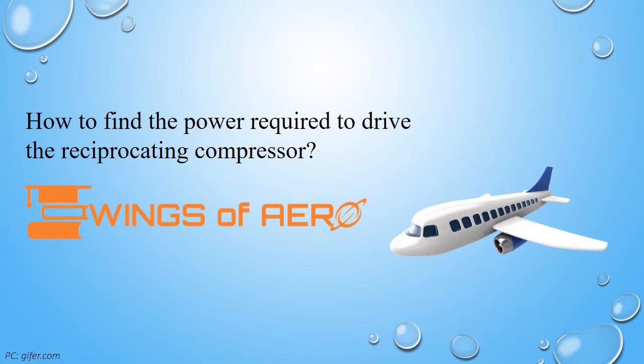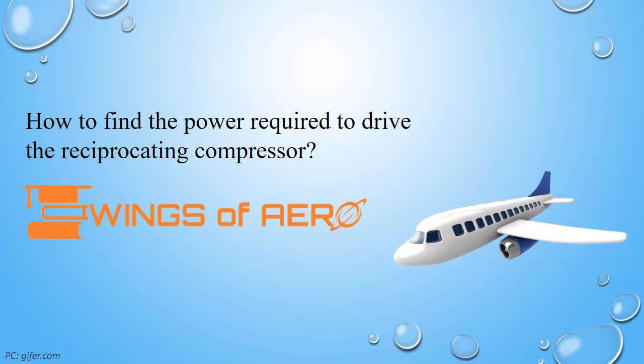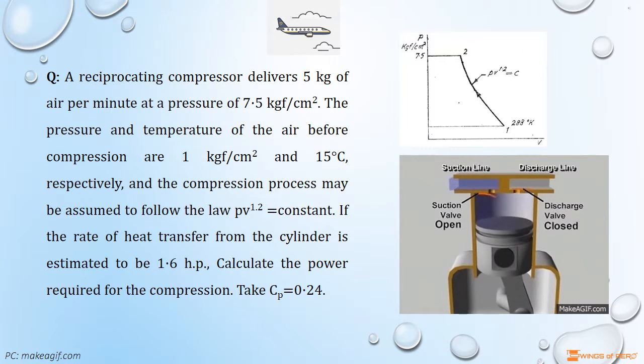Now we are going to learn how to find the power required to drive the reciprocating compressor. Consider a reciprocating compressor that delivers 5 kg of air per minute at a pressure of 7.5 kgf/cm². The pressure and temperature of the air before compression are 1 kgf/cm² and 15 degrees Celsius respectively, and the compression process may be assumed to follow the law PV^1.2 = constant.